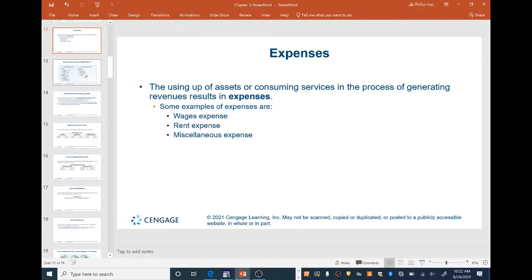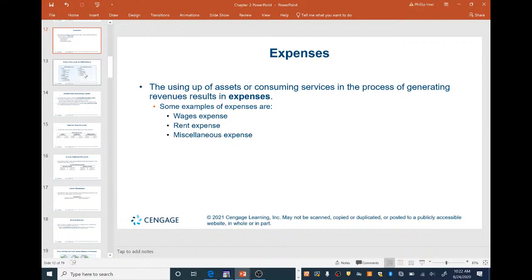Some examples of expenses are wages expense. So businesses usually have a workforce that go about being able to produce whatever the goods or services are that the company is providing to the consumer. So obviously we have to pay those employees for their job performed. So wages expense is going to be an example of an expense.